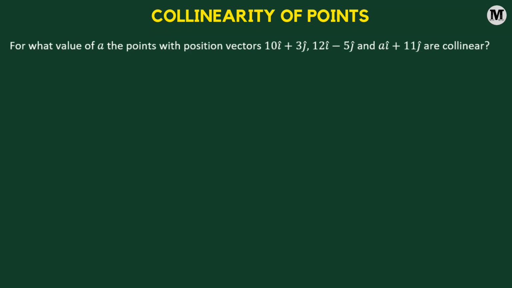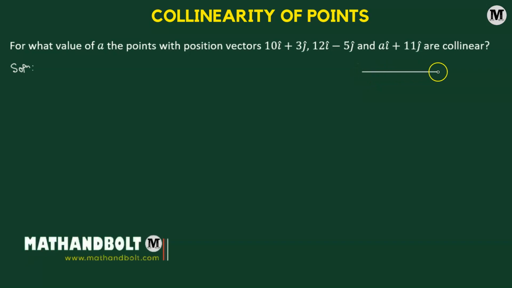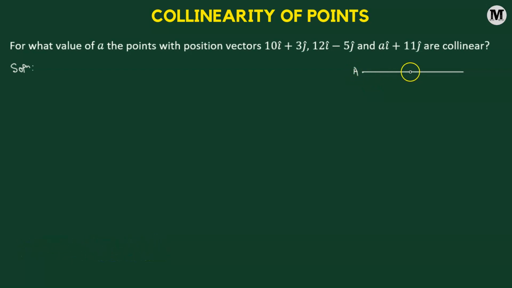For what value of A are the points whose position vectors are given to us collinear? Okay, let us begin. First, let there be 3 points that are collinear. Collinear means if we have a straight line, then on this line we are going to have 3 points, point A, point B, and point C.